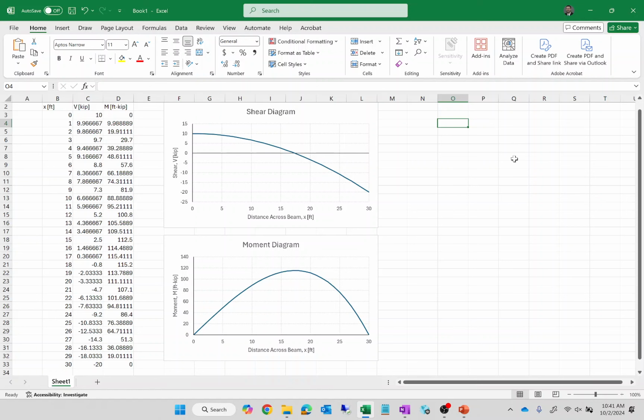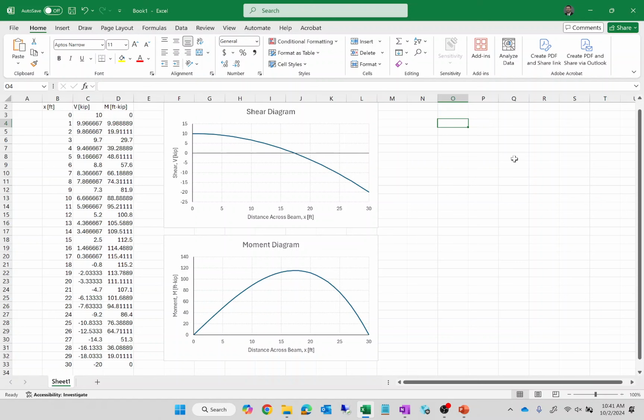Let's also look at some numbers here. So let's look at the shear column. Where does shear equal 0? Well, at x equals 17, shear is about 0.366. At 18, it's negative 0.8. So shear equals 0 somewhere in the middle right here, right? And then what about maximum moment? Look at the moments. You can see that the moments maximize right here, and it's about 115 and some change, right? Now, this is only doing discrete calculations every foot. It's not the exact maximum or the exact minimum.